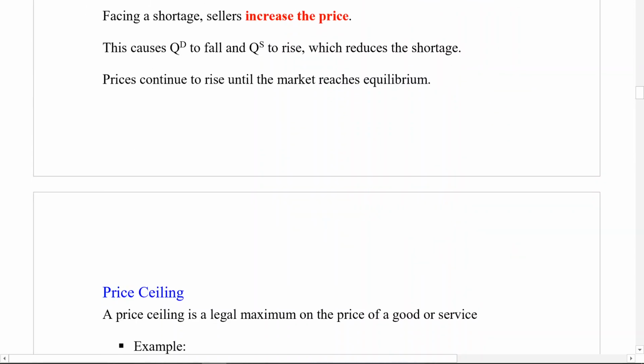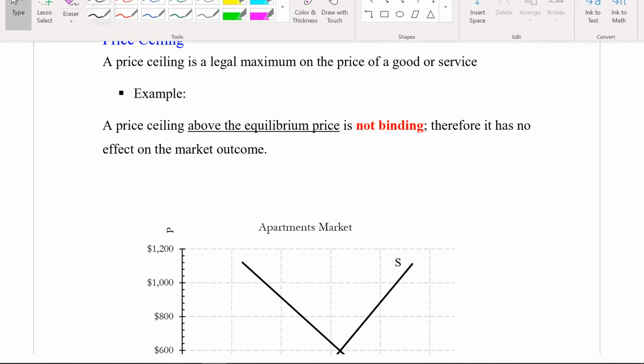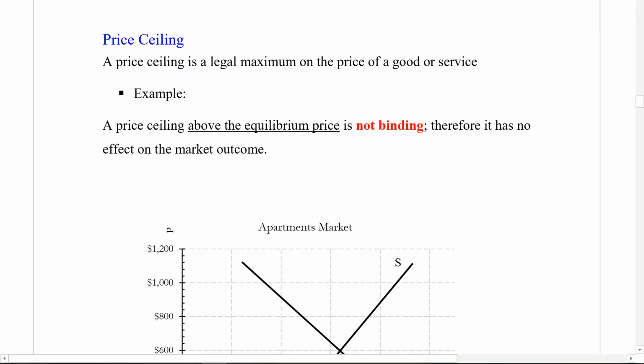Okay, let's look at some examples of this. First is a price ceiling, a legal maximum on the price of a good or service. The example we'll talk about here is rent ceilings. This is if some mayor or a governor, probably more likely a mayor in a city, will place a legal maximum on rent with the intention of keeping apartments affordable.